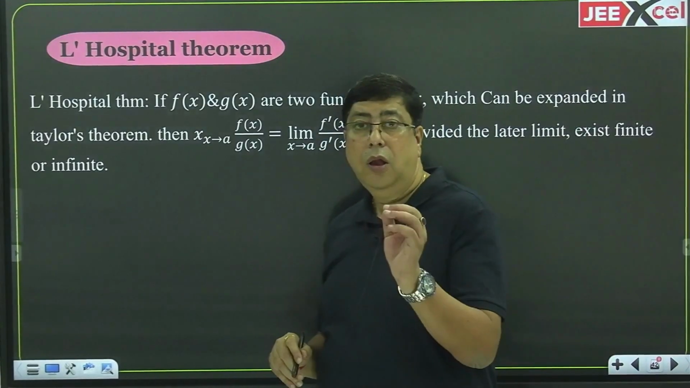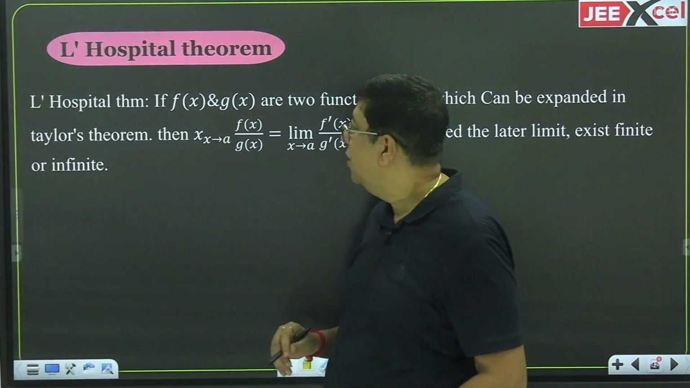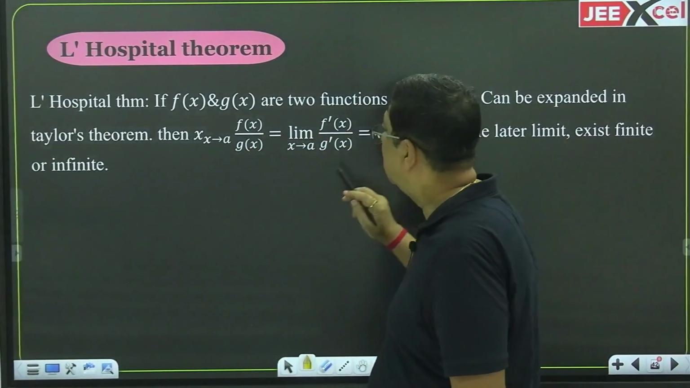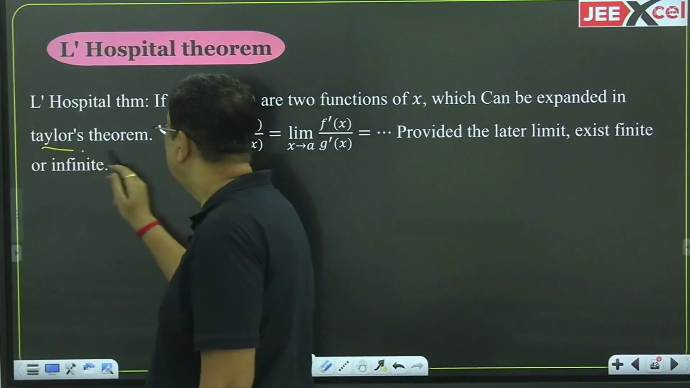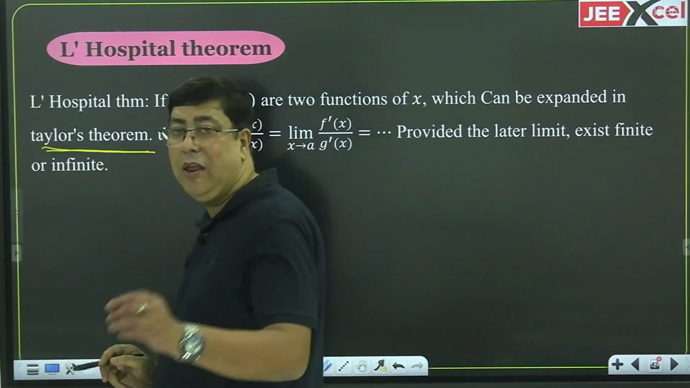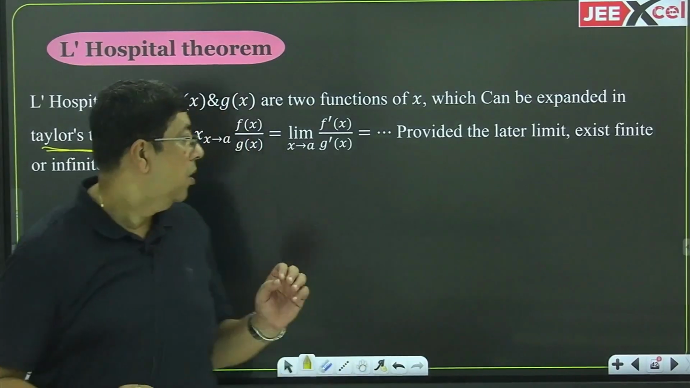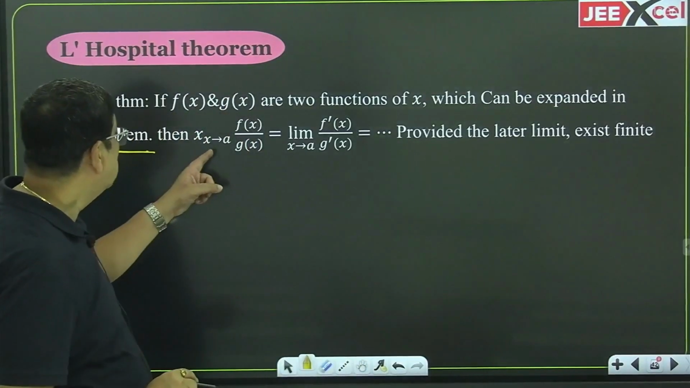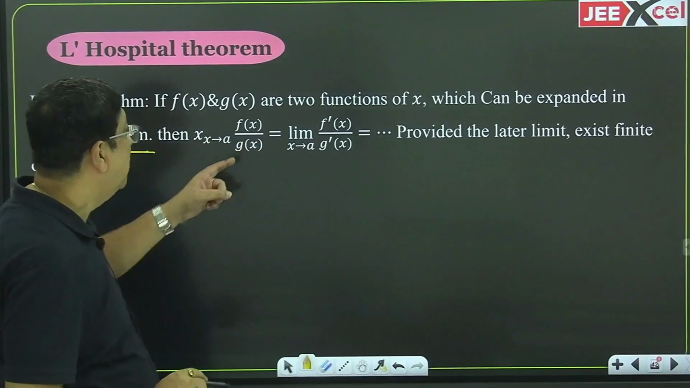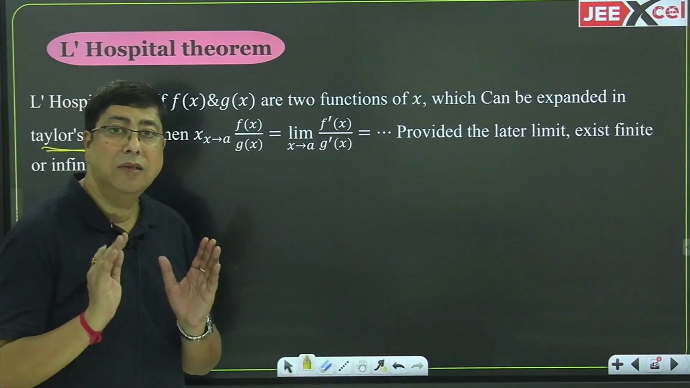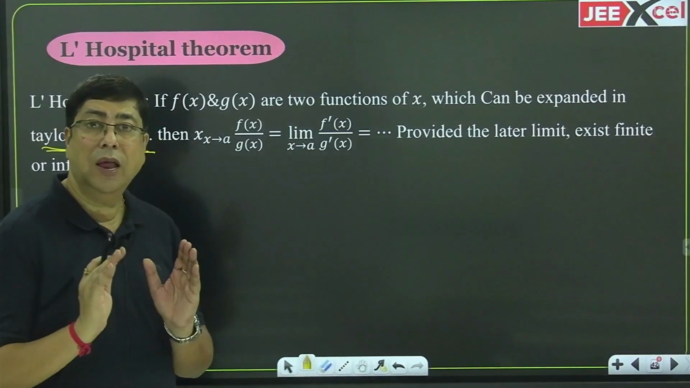Now, L'Hopital's rule is telling that if f(x) and g(x) are two functions of x which can be expanded by Taylor's theorem, Taylor's theorem, everybody, it is a very important theorem of differential calculus, then limit x tends to a of f(x) by g(x), whenever they are in the form of 0 by 0, this is applicable for 0 by 0 form.